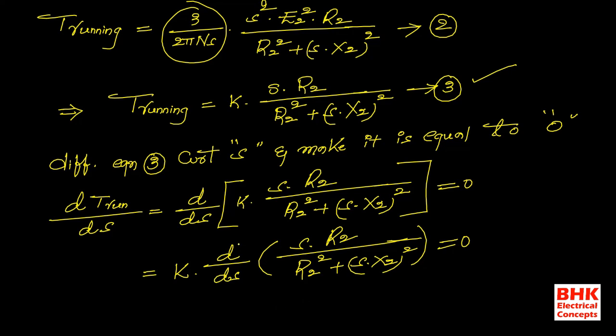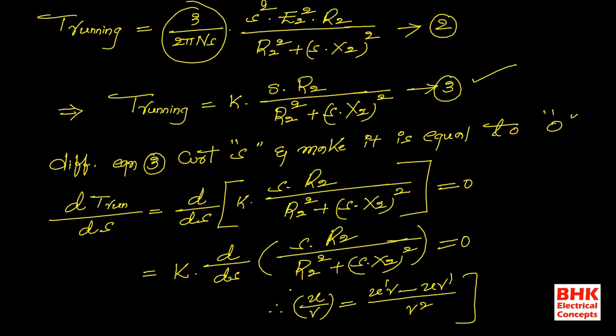You can observe here that in d by dS, the numerator consists of one value and the denominator consists of one value, so I can directly use the formula to solve this, that is u divided by v. I am using the u by v formula. So what is the formula of u by v? It is u dash v minus u v dash divided by v square.